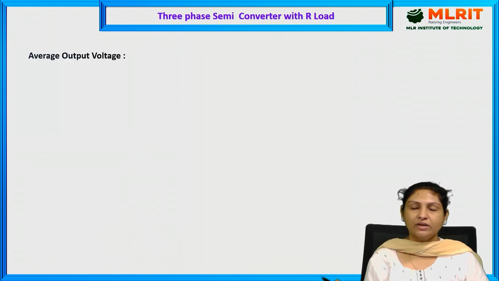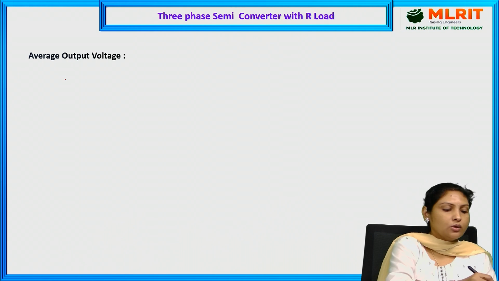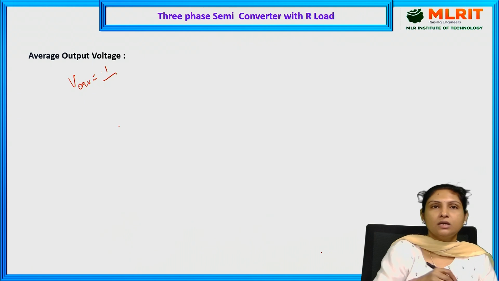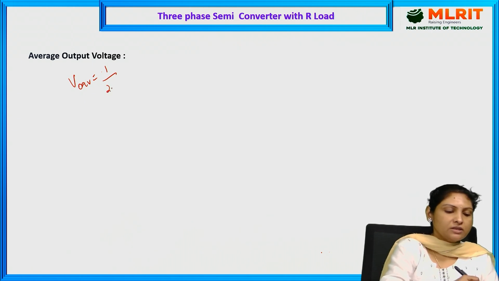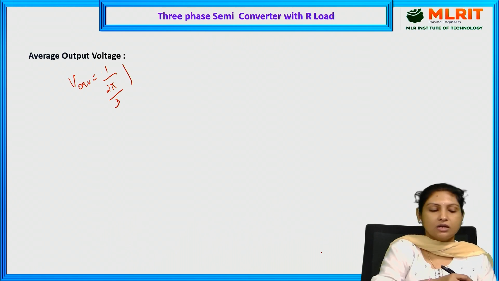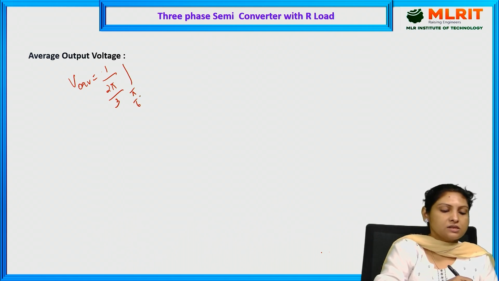And the average output voltage, V0 average, is equal to 1 by time period. What is the total time period? It is 2 pi by 3. That is, every thyristor will be conducting for a period of 2 pi by 3, and it is actually conducting from pi by 6 plus alpha to 5 pi by 6 plus alpha, of Vm sine omega t d omega t.